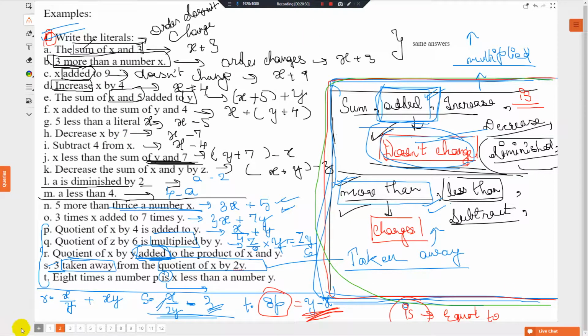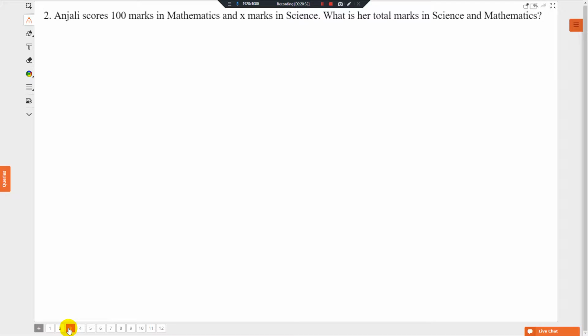Okay, now here. Anjali scores 100 marks in mathematics. Always mark the important point: 100 marks in mathematics, x marks in science. What is her total marks in science and mathematics? Here, what does total marks denote? It denotes addition.